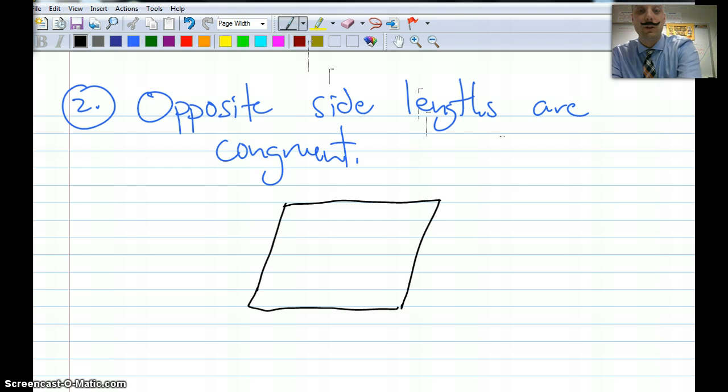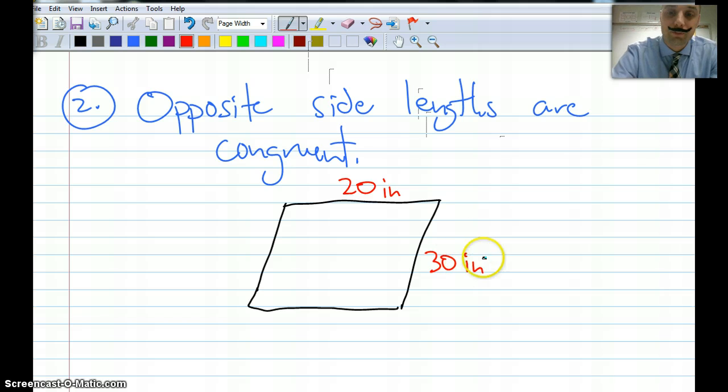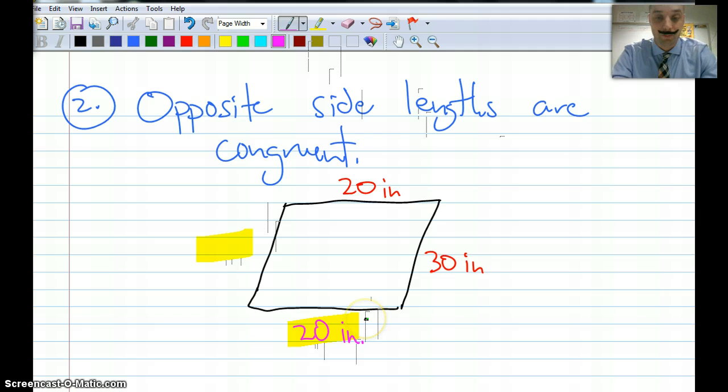So if you know one of the side lengths, let's just say that's 20 inches, and you know over here is 30 inches, and we're trying to find this side and this side, it's easy. Opposite side lengths straight across are congruent. The top's 20 inches, so is the bottom. If the right side's 30 inches, so is the left. Just make sure you get your label in there. Use units if nothing's given. And that's it. Those are the two big ideas for parallelograms.